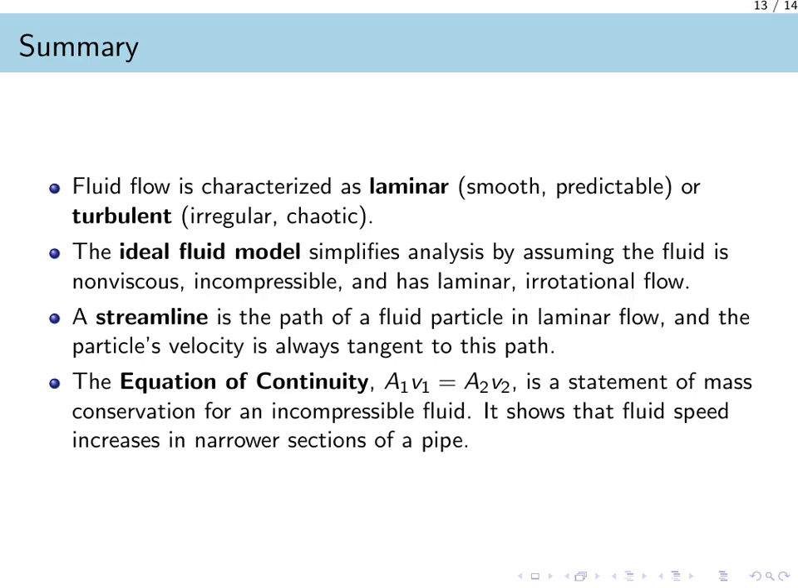We defined a streamline as the specific path a particle follows in laminar flow, noting that the particle's velocity is always tangent to this path. Finally, we arrived at the equation of continuity, A1 times V1 equals A2 times V2. This equation is a statement of mass conservation for an incompressible fluid. It tells us that fluid speed must increase where the flow area narrows, and decrease where it widens. These principles are the essential building blocks for understanding fluid behavior.